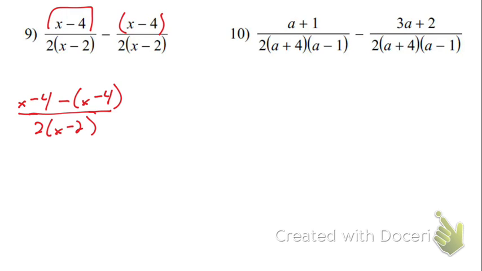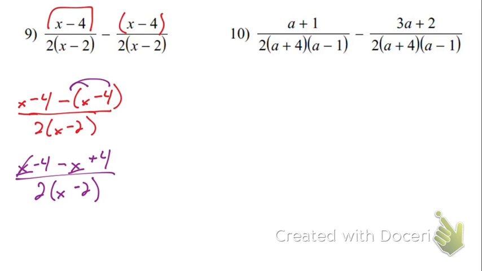So I'm showing all my work here, trying to be a good student. I have (x minus 4) minus, now I have to distribute, so minus x and then plus 4. This is all over 2 times (x minus 2). All right, now I combine like terms.